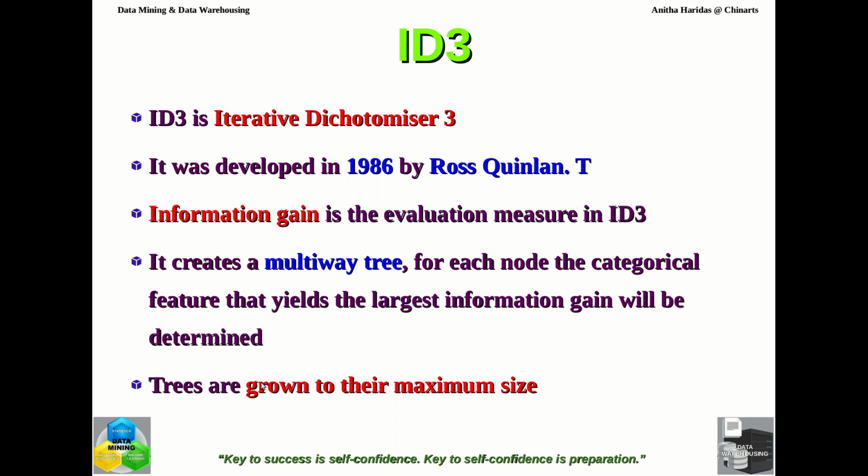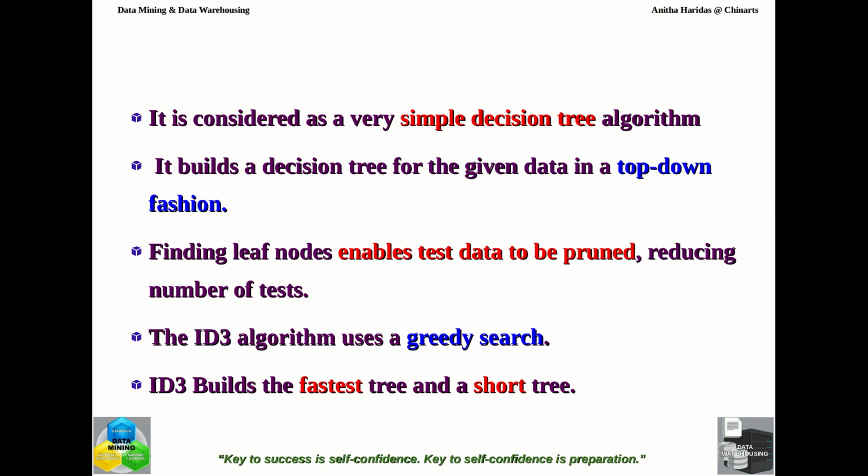And not only that, the trees are grown to their maximum size, because we are not going to use pruning here. Even though some ID3 implementations use a pruning phase also, in general it does not use pruning. It will grow the trees to their maximum size. This algorithm is considered a very simple decision tree algorithm, and it builds a decision tree for the given data in a top-down fashion.